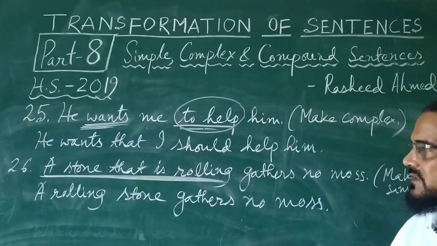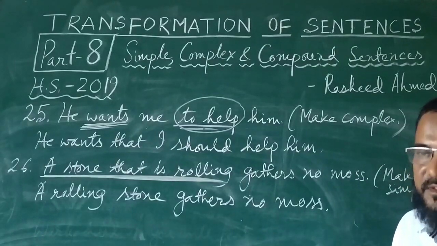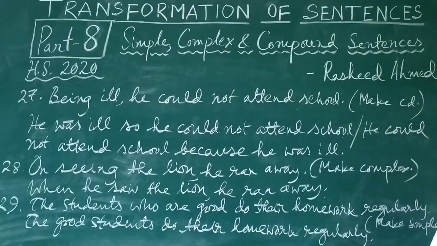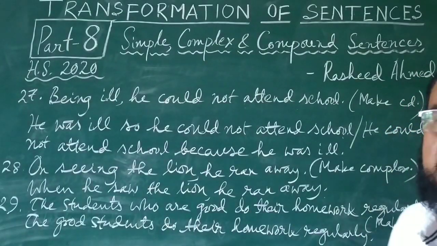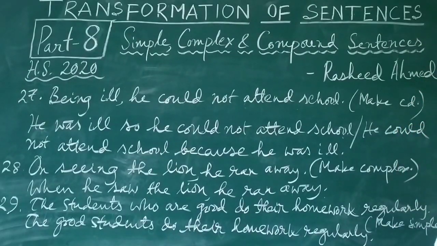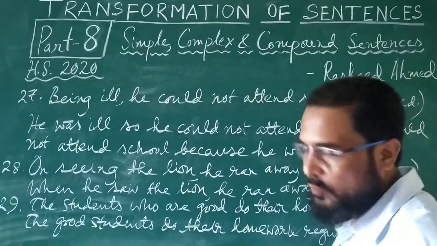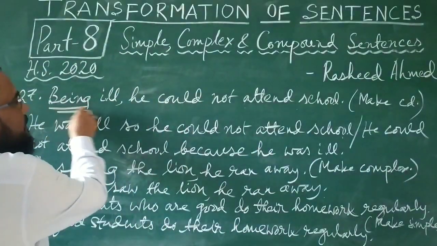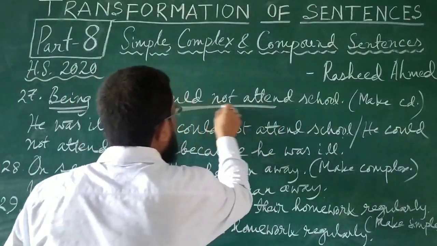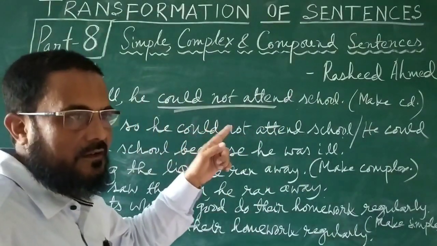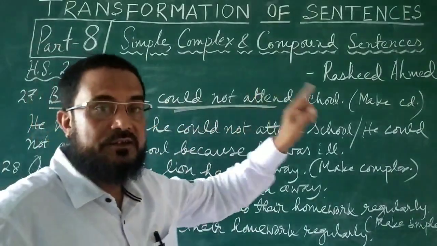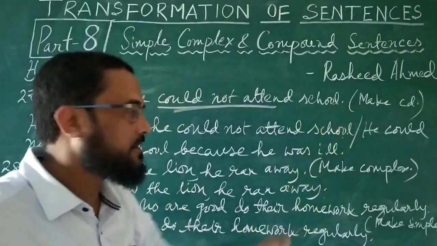Let us see the questions that came in this very year, 2020. These are the last three sentences we are going to do in this video, and these sentences came in 2020. Number 27. Being ill, he could not attend school. That is a simple sentence because this being is a non-finite verb and could not attend is the only finite verb. And a similar sentence we did in the earlier video perhaps. Only the word was college instead of school at that time. The other things are the same.